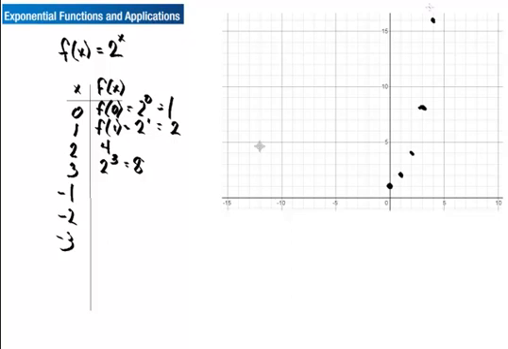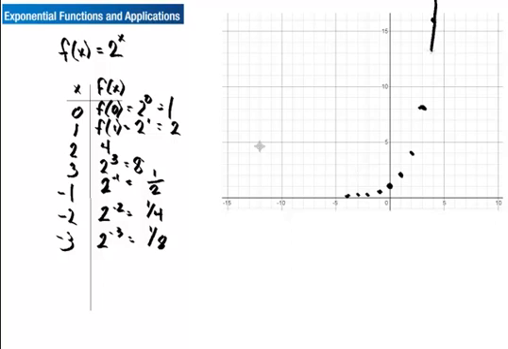Let's see what happens in the negatives. 2 to the negative 1. That means 1 over 2 to the first, so negative 1 gives 1/2. 2 to the negative 2 would then be 1 over 2 squared, which would be 1/4. At 2 to the negative 3, we have 1/8. Man, this gets really tiny. And at 2 to the negative 4, this would be 1/16. So this is going to keep on getting smaller and smaller and smaller.